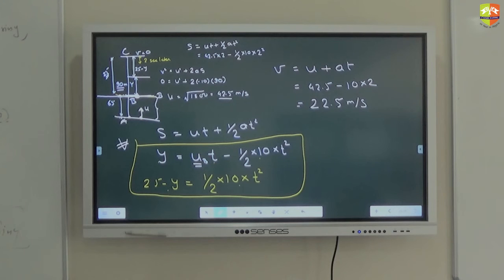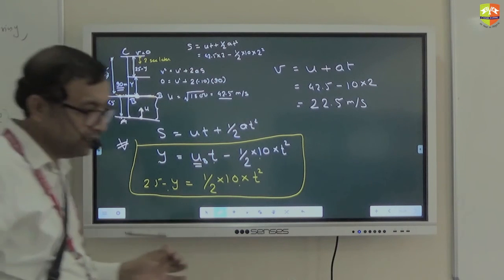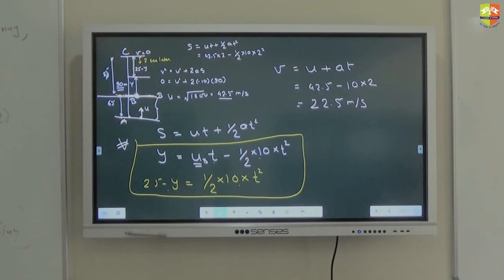Understood? Can you go through it again, spend a couple of minutes, there is no hurry. Understand the entire question. This is how it will be in the competitive exams. It will not be straightforward. Please go through it once and let me know if you have any doubts. Just check your equation. Don't worry about the final answer.